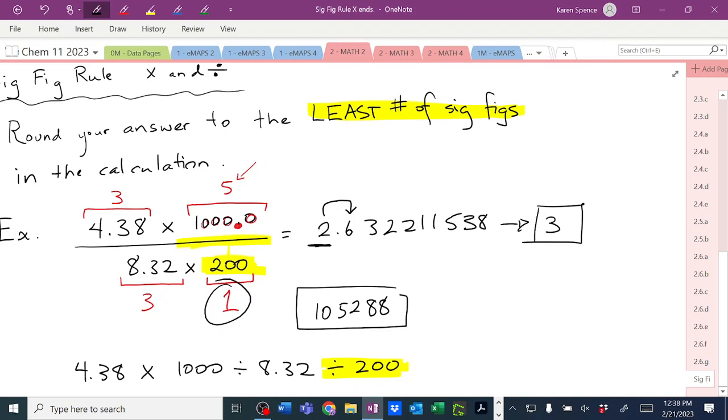Today we are going to look at the rule for adding and subtracting, and it is different. So let's go back to page, I think it might be page 14, but I'm not sure. Let's take a look. I think it's page 14.